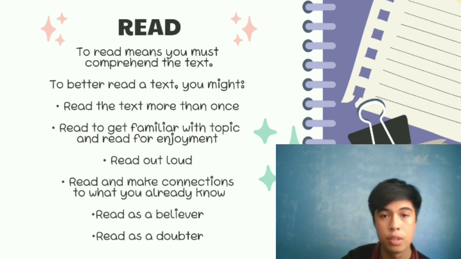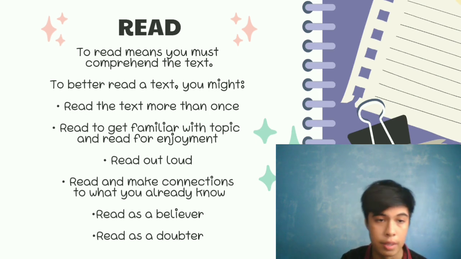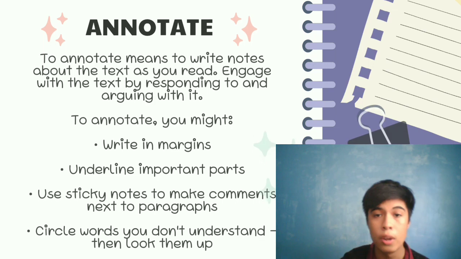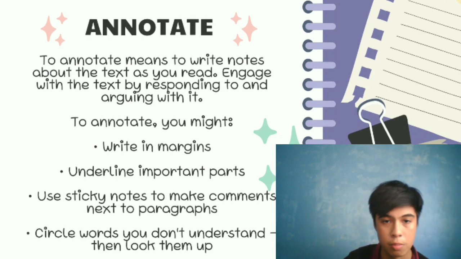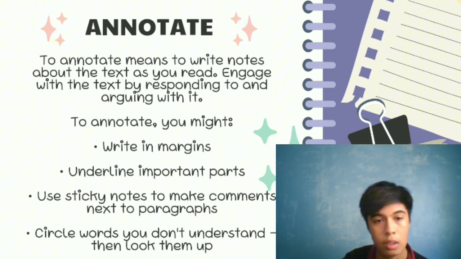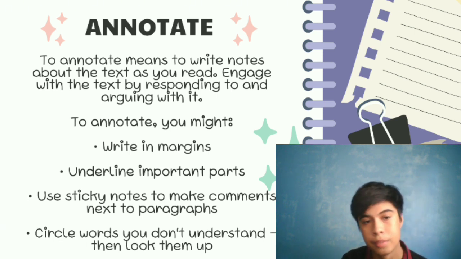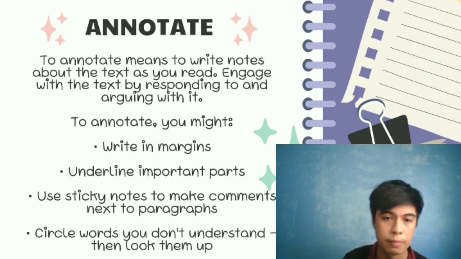Now let's proceed to the second step of summarizing, which is annotation. To annotate means to write notes about the text as you read. Engage with the text by responding to and arguing with it. To annotate, you might firstly write in margins.